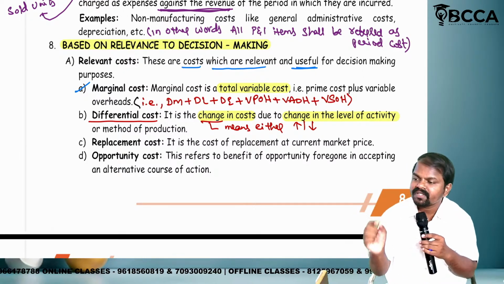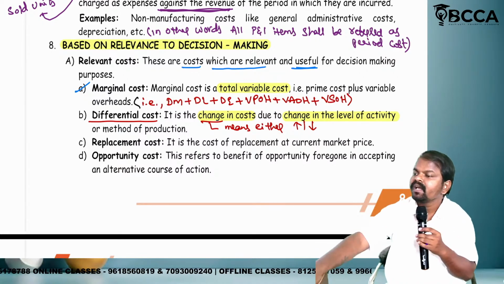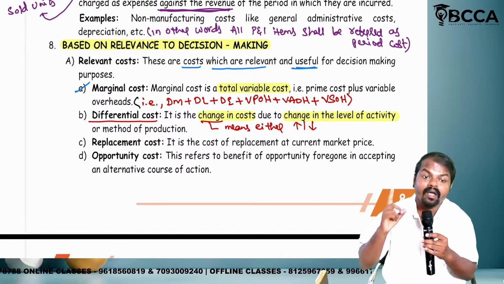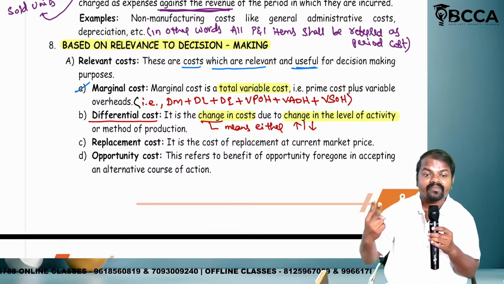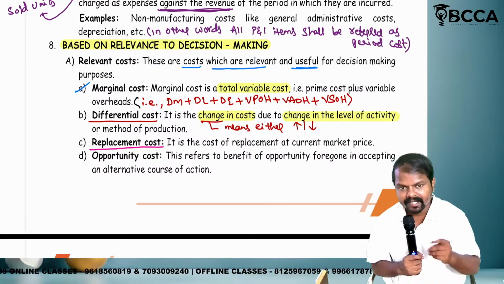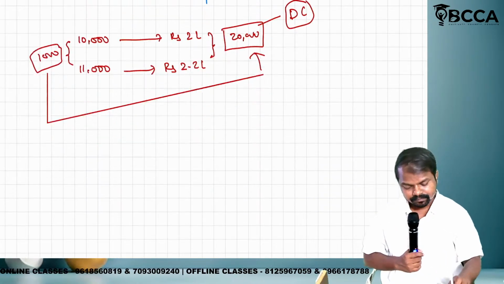Any cost which is helpful for current year decision making or current period decision making is called relevant cost. Under relevant cost, what is the first definition? Marginal cost. Second, differential cost. Number 2, replacement cost. Listen.